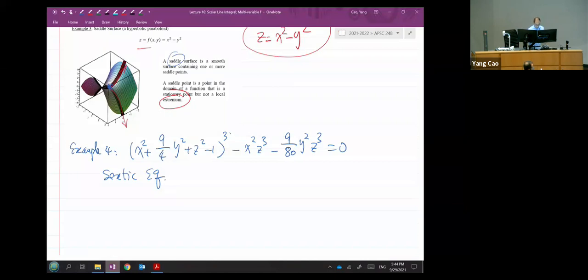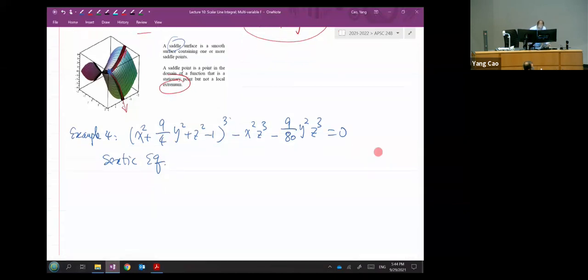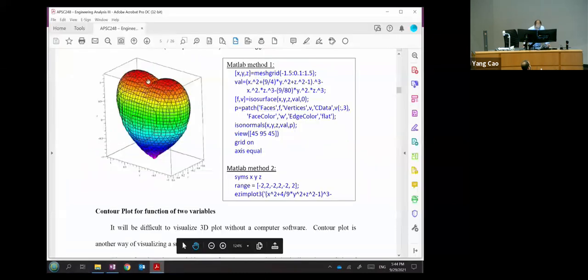Now, maybe I'll just take a snapshot and put it into the.